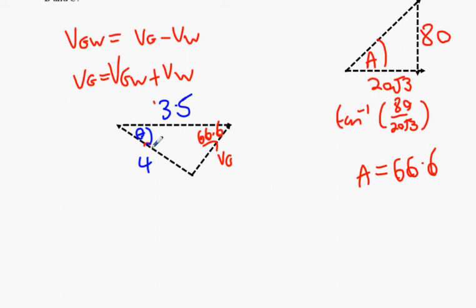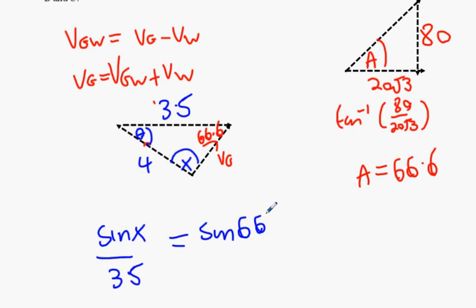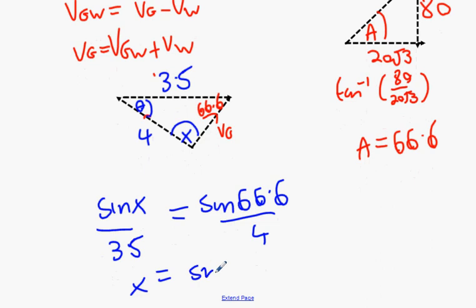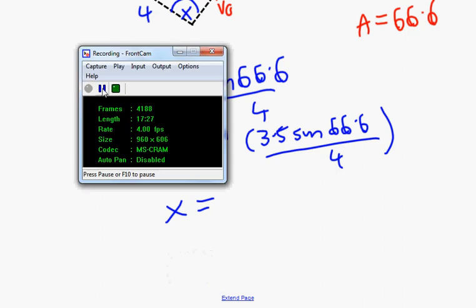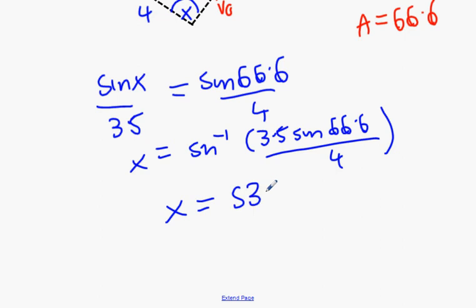We have an angle, and we can call this angle x, can't we? So sine x over 3.5 equals sine 66.6 all over 4. Somebody get on the calculator really quickly. Will somebody sine inverse 3.5 sine 66.6 all over 4? If you inverse that, we pretty much have our answer. So what is it? X is equal to 53.42.